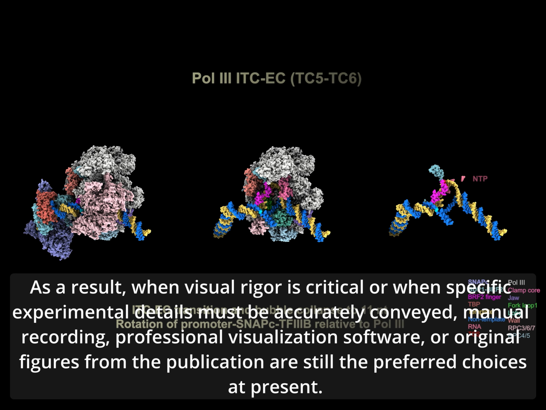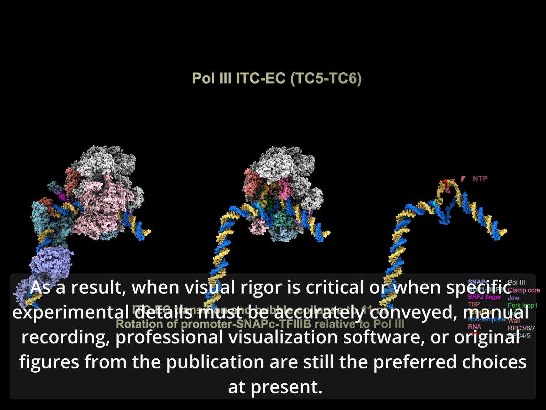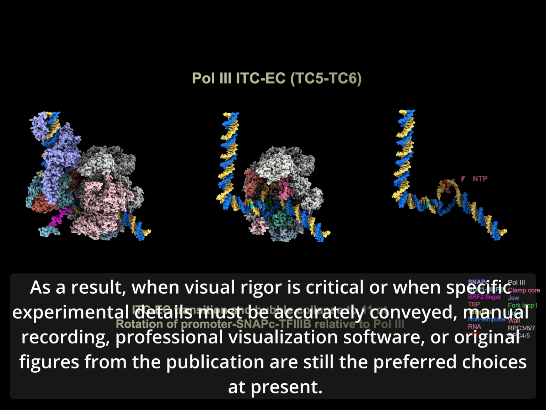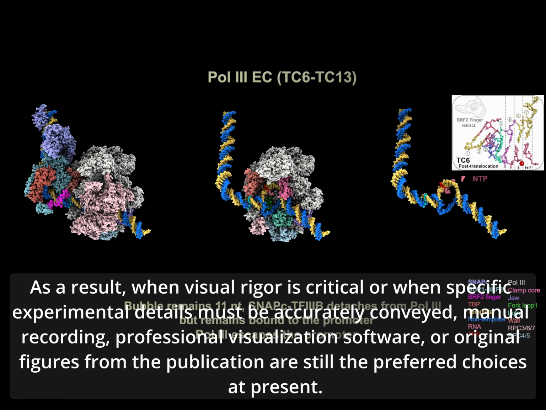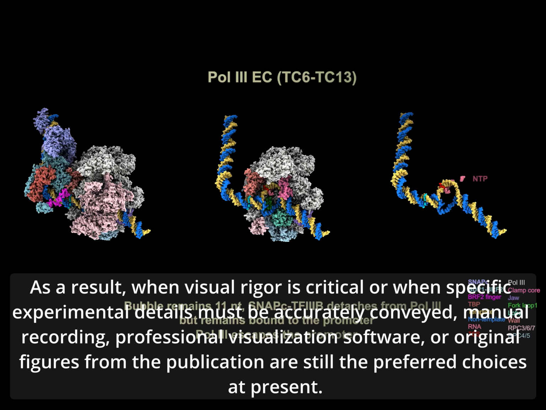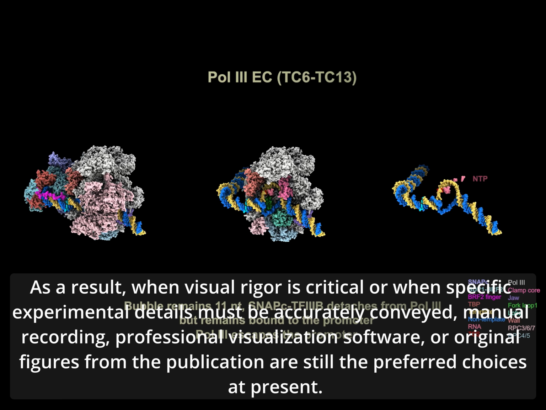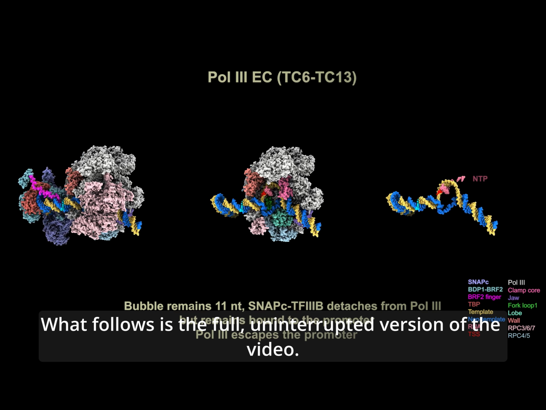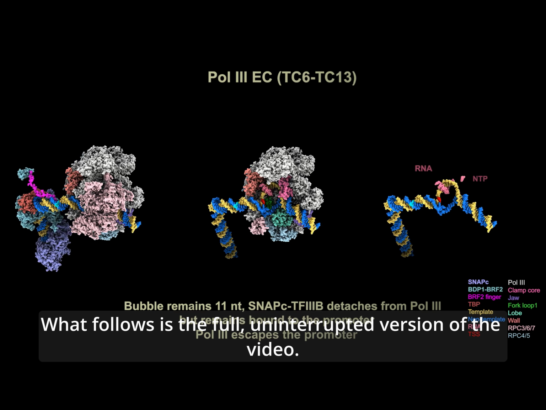As a result, when visual rigor is critical or when specific experimental details must be accurately conveyed, manual recording, professional visualization software, or original figures from the publication are still the preferred choices at present. What follows is the full, uninterrupted version of the video.